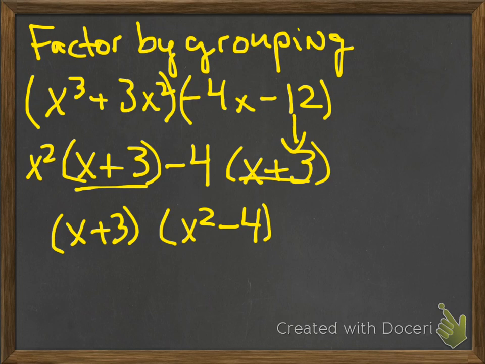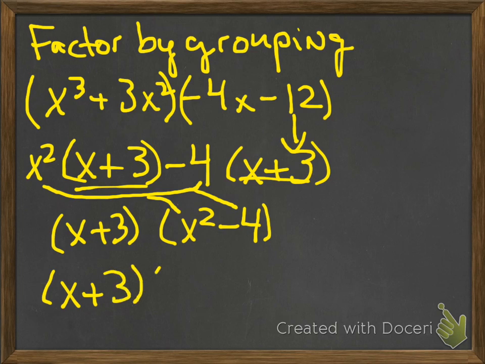Hopefully that's all you got to do and you're done. But in this case, we can factor x squared minus 4 further. A lot of times when you're doing these, this one right here, the second parentheses, if it's x squared minus a perfect square, it can be factored a little further. What's the square root of 4? 2, so I can say x plus 2, x minus 2. And also the x plus 3 that was at the beginning.